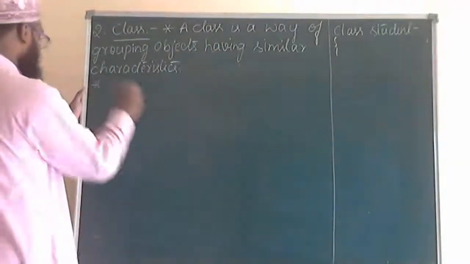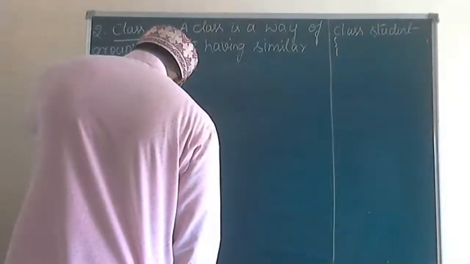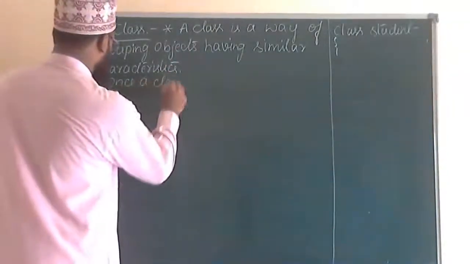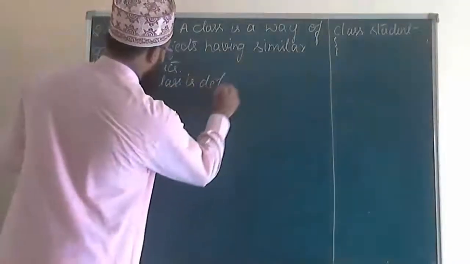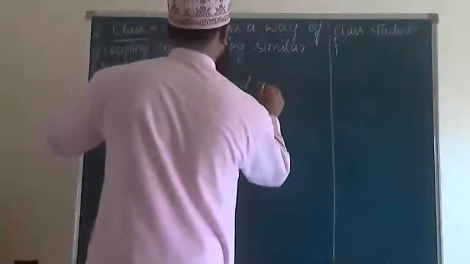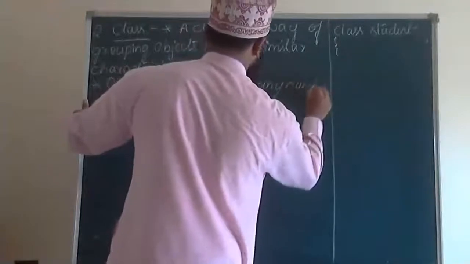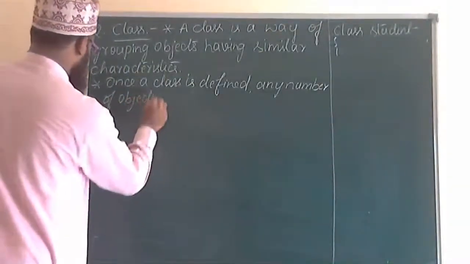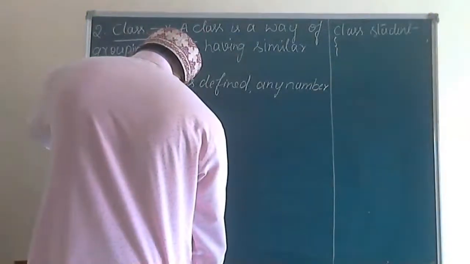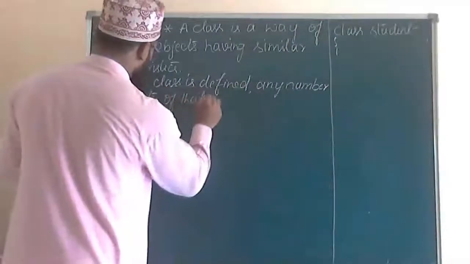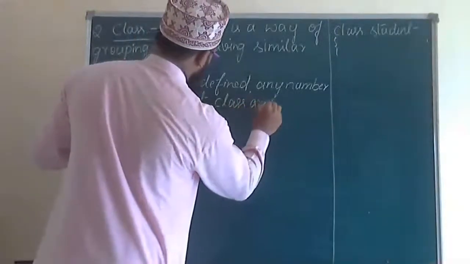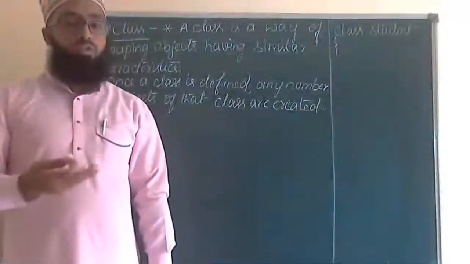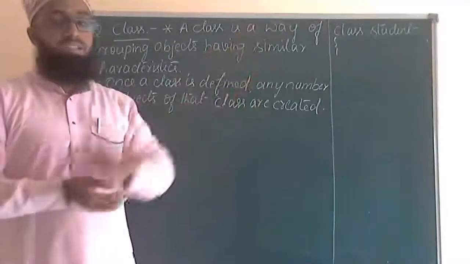So the next point here: once a class is defined, any number of objects of that class can be created. Once a class is defined, the required number of objects can be created under that class.